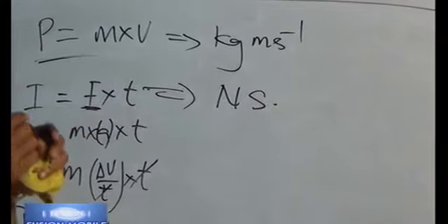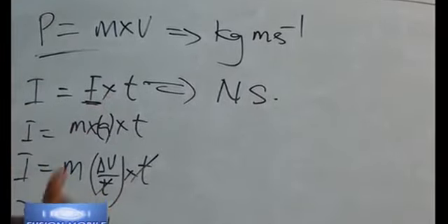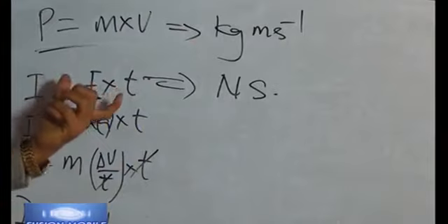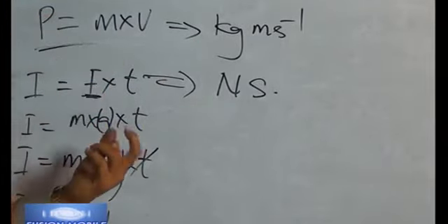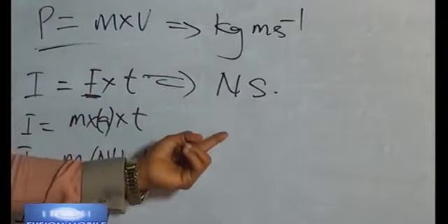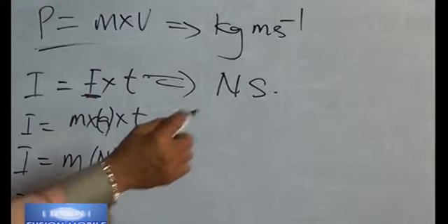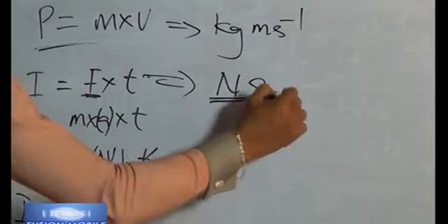Many students in the exam, it is said: which of the following correctly represents the unit of impulse? And option A you will see is Newton per second. You see students will rush and shade that. It is not correct. The answer is Newton second.